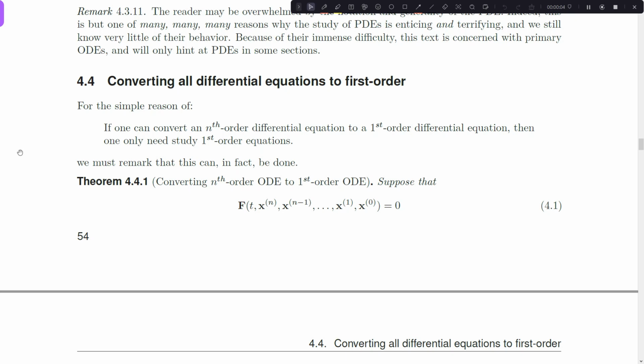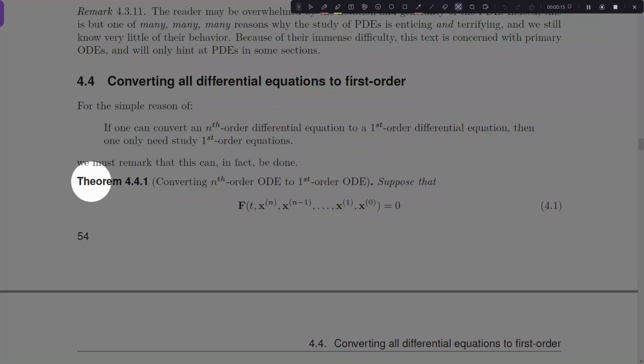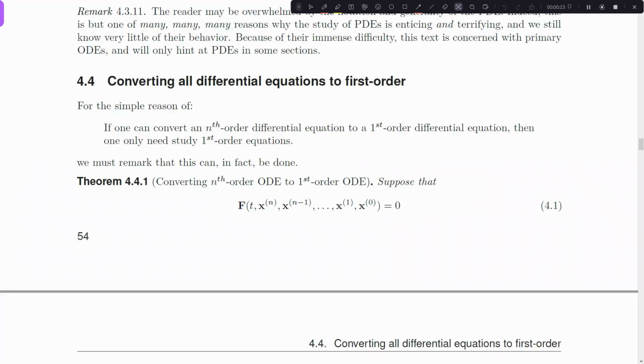Okay, welcome back everybody. We are on section 4.4, and this is probably one of the most referenced sections in the book. So for the rest of the semester, we're really going to be paying a lot of attention to this theorem 4.4.1, and that's that it converts nth order ODEs to first order ODEs. And I wasn't quite clear about this in the last section, though I should have been. It was included in the definition of an ODE, but I didn't really describe it very well.